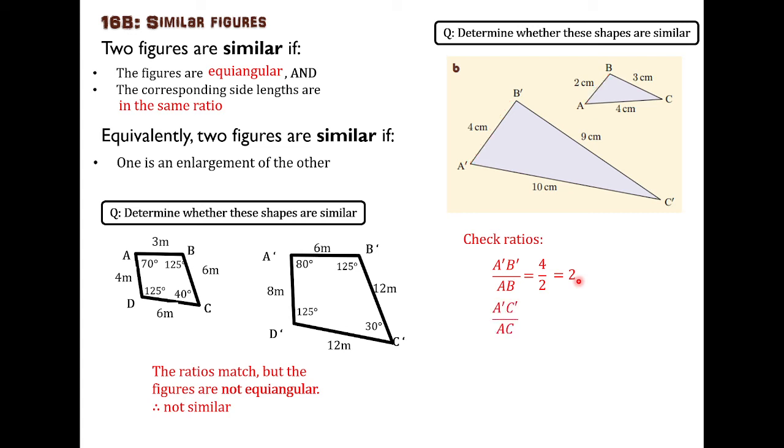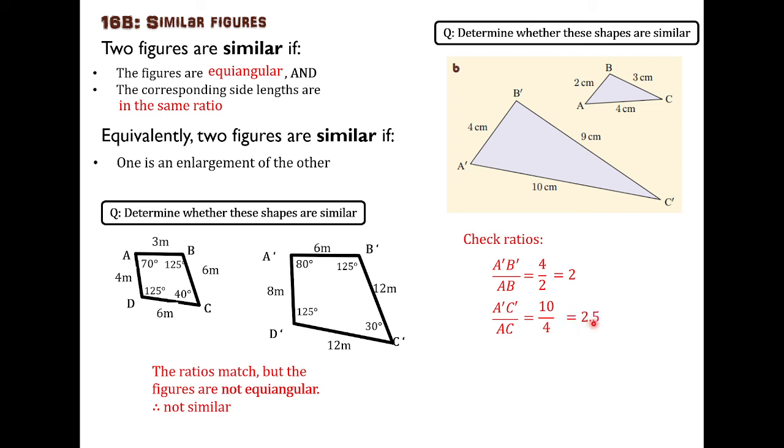Let's look at A dash C dash, and AC. A dash C dash is this one here. And AC is this one here. Notice that I'm trying to be consistent. I put the big shape on the top both times. It's important to be consistent. Anyway, A dash C dash is 10, divided by AC, which is 4. So I replace A dash C dash with 10 and AC with 4. 10 divided by 4 is the same as 5 divided by 2, which is 2.5.